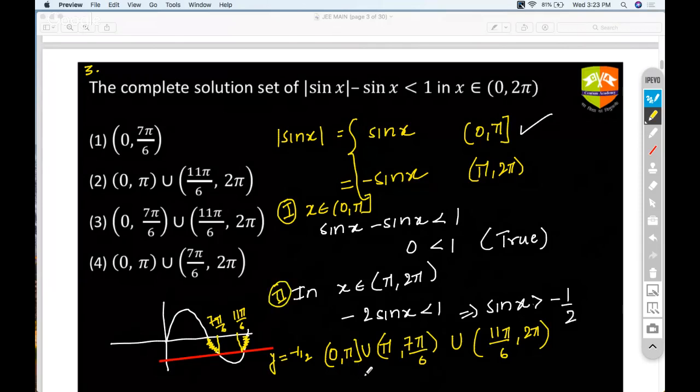So if you combine it, your answer will turn out to be from 0 to 7 pi by 6 union 11 pi by 6 to 2 pi, which is clearly your option number 3. Option number 3 is going to be correct in this case.